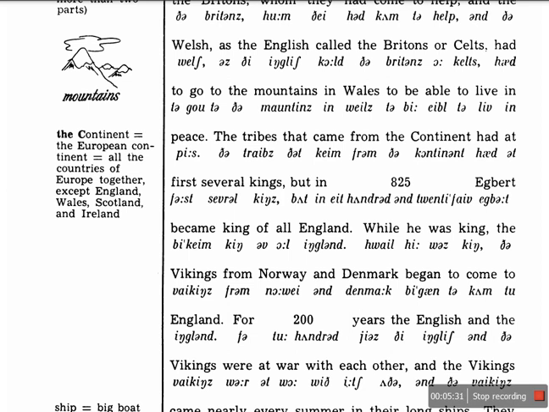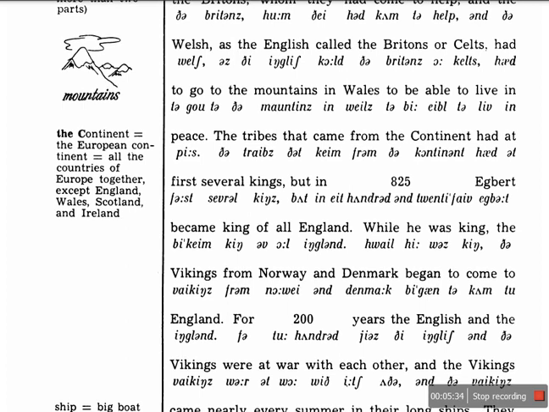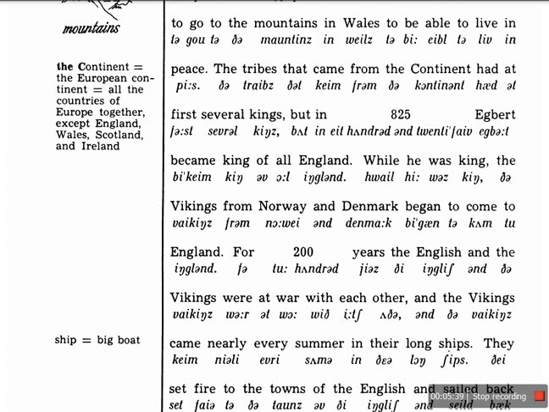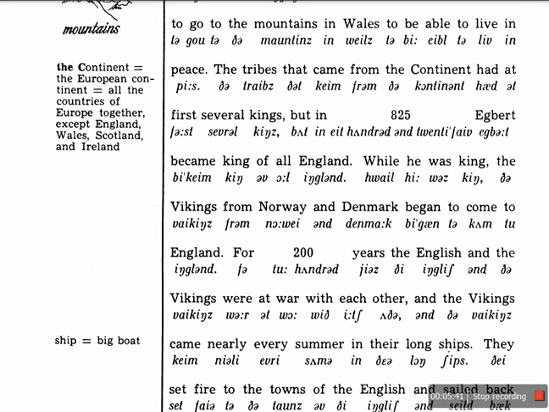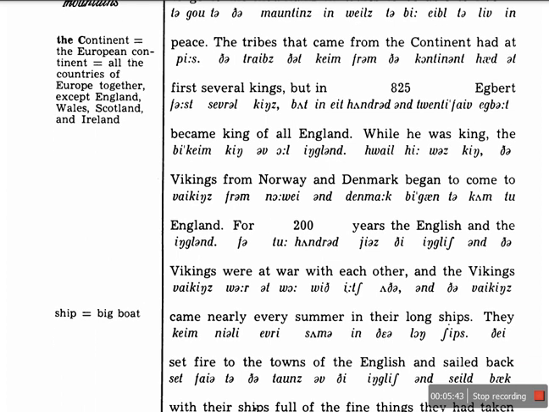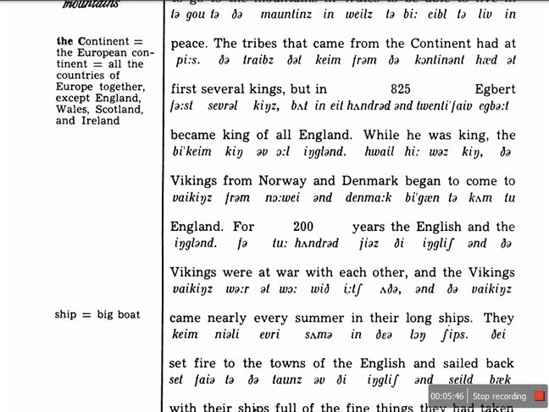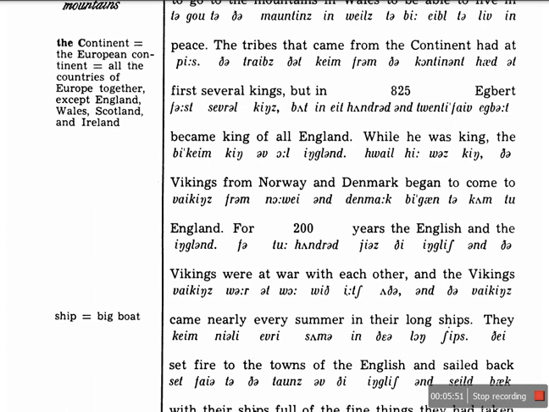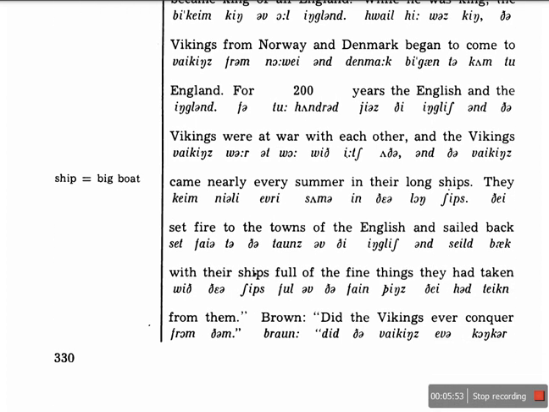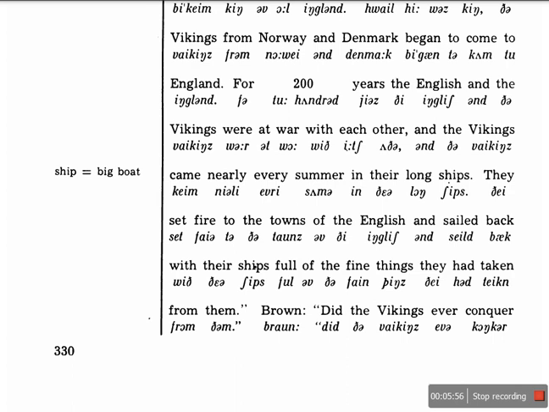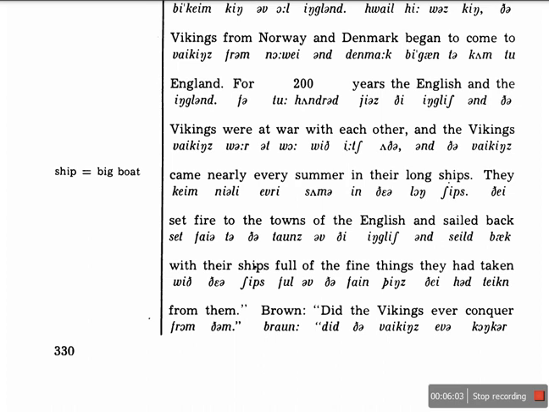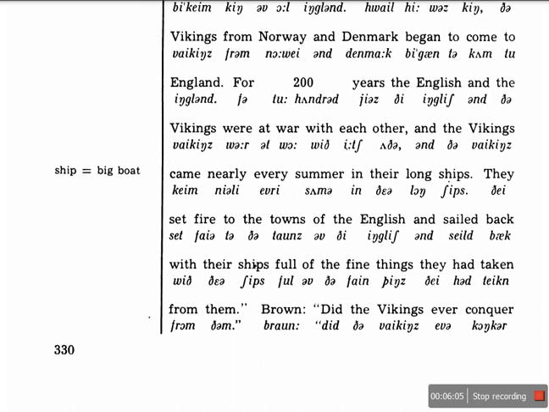The tribes that came from the continent had at first several kings, but in 825 Egbert became king of all England. While he was king, the Vikings from Norway and Denmark began to come to England. For 200 years, the English and the Vikings were at war with each other, and the Vikings came nearly every summer in their long ships. They set fire to the towns of the English and sailed back with the ships full of the fine things they had taken from them.